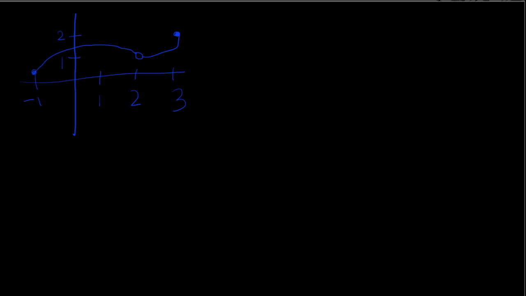Okay. So notice there is a hole at x equals 2 over here. And f of x is not defined at x equals 2. So we say that the graph is not continuous at x equals 2. Okay, let's look at another example.